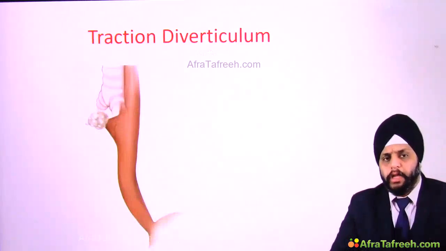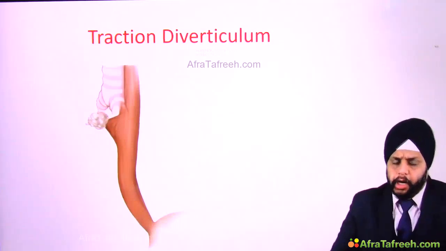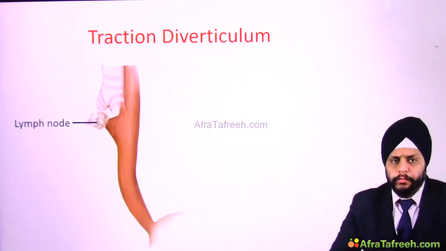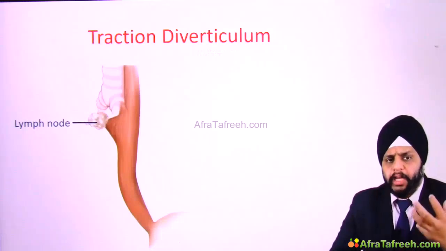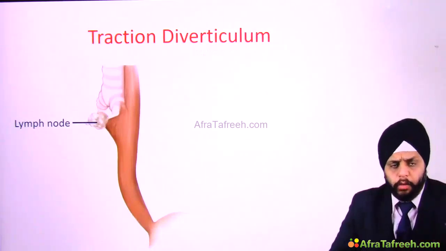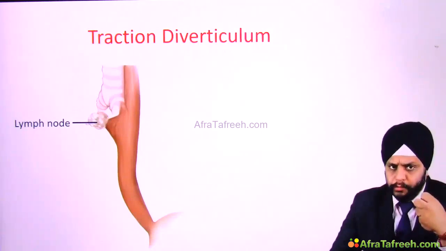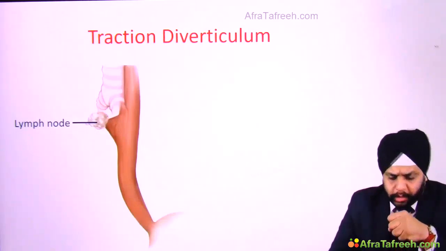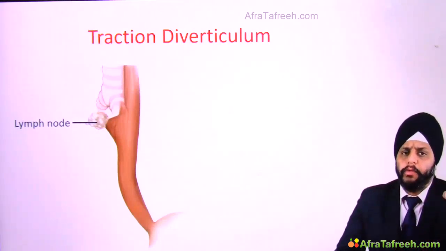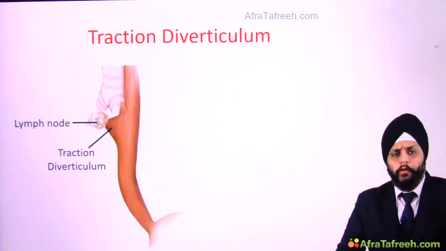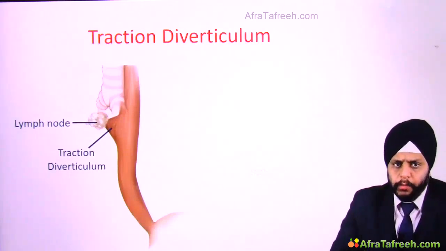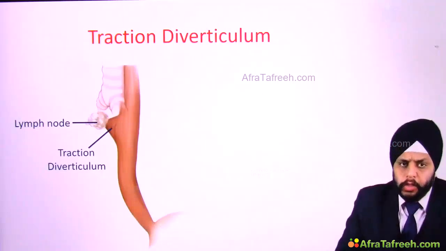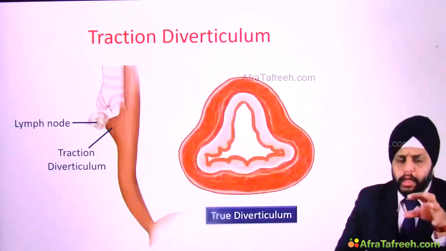Let's look at this diverticulum. Now this is a traction diverticulum. The best example for a traction diverticulum of the esophagus is, let's say there is a mediastinal lymph node. This mediastinal lymph node gets inflamed because of some disease, let's say tuberculosis, and afterwards it undergoes fibrosis. Because of the inflammation, it gets adhered to the esophagus and then it pulls the esophagus while undergoing fibrosis. So the esophagus goes forward and forms a traction diverticulum. Something has pulled the esophagus forward.